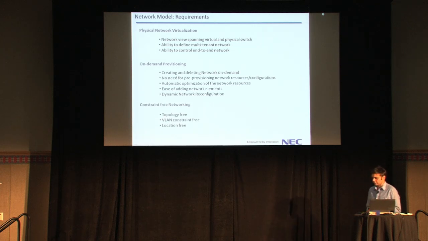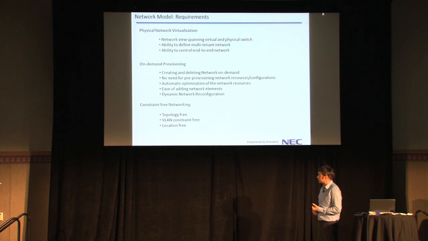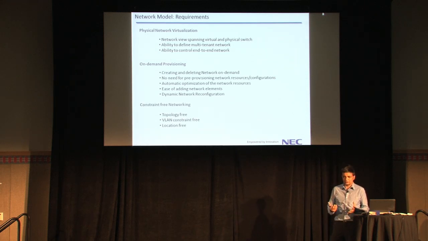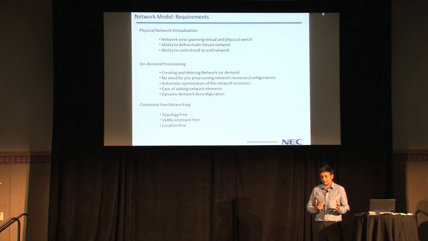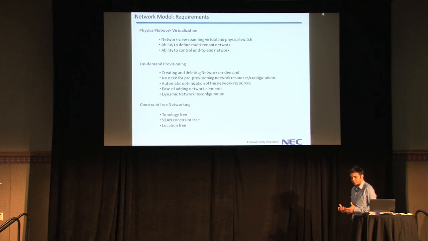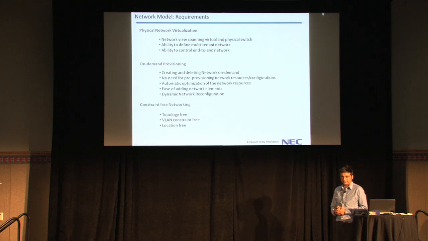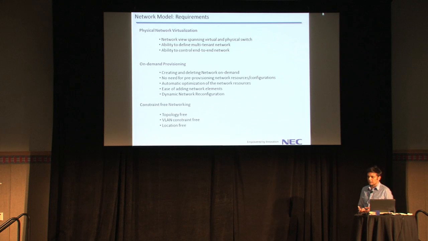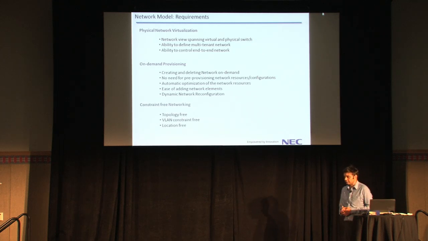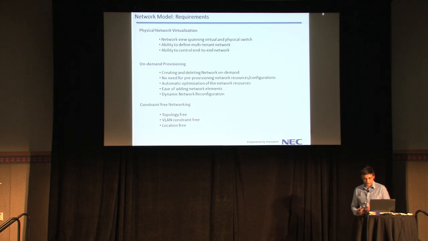And the third part, when you're talking about an entire cloud-level orchestration, you have to also consider that it can't be tied to a particular topology. It can't be a vendor proprietary architecture you have to choose, there cannot be constraints about VLANs, or location-type constraints, when you're talking about VMs which can move from one place to another. So these are the three main requirements which can define a good network model that can then be consumed by the top quantum-level services.